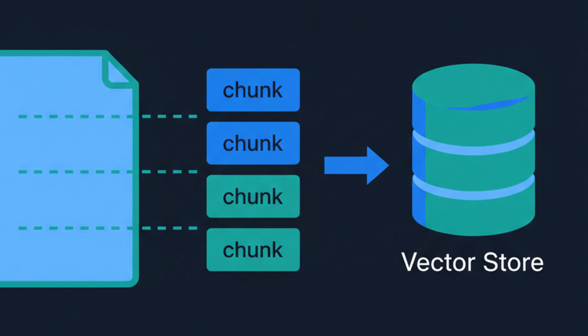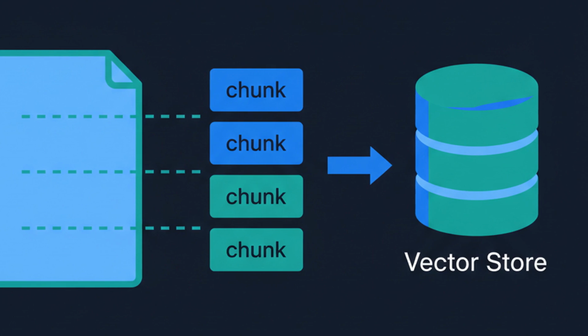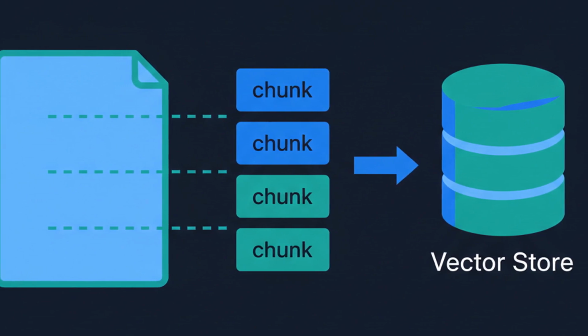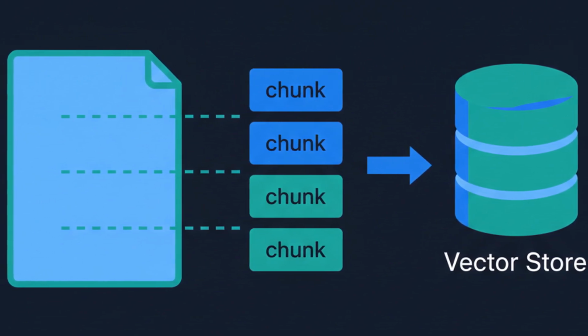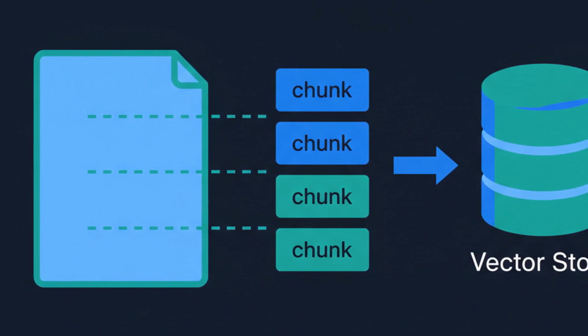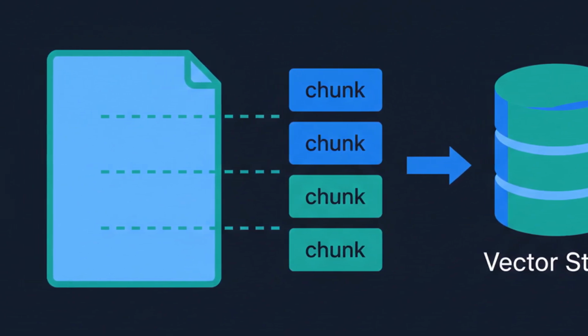Large language models have a limited context window, and your documents are huge. So before retrieval, you slice every document into smaller pieces called chunks. Your vector search retrieves chunks, not whole documents. That means the quality of those chunks directly controls what context your model ever sees.